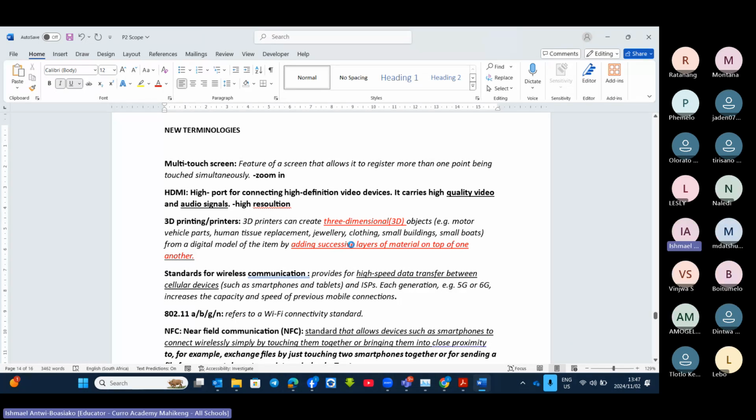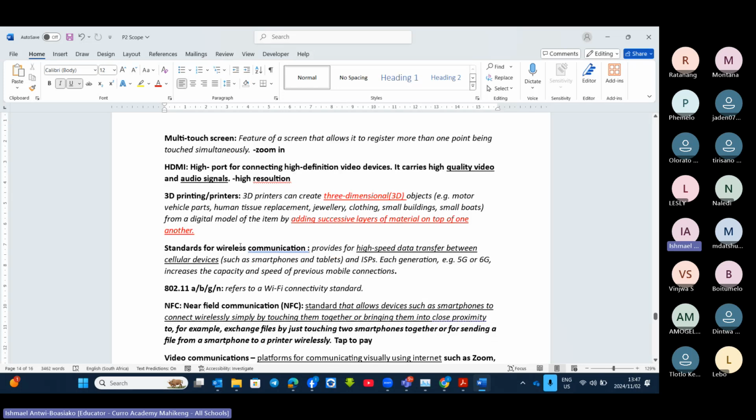Now, applications of 3D printer also: clothing, small buildings, and others, vehicle parts. All these are the applications of 3D printer, which you must also know at least two of them. Then the standards for wireless communication in mobile devices, which we have the 5G and then the 4G, which gives faster speed connectivity, mostly for the mobile devices.